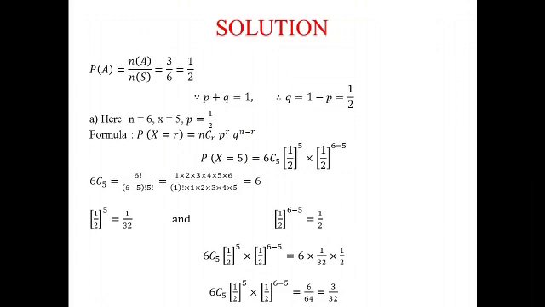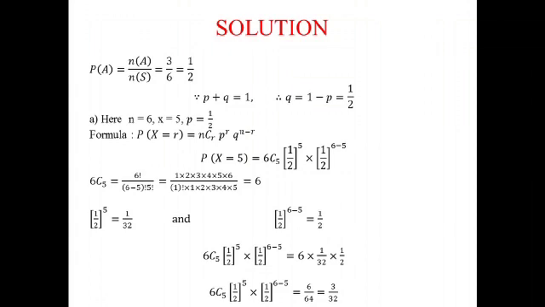The probability of getting 5 successes is asked. So let's apply the binomial distribution formula. It's given by P(X = x) = nCx P^x Q^(n-x) from the previous slide. We are going to replace all the values in the formula. So here n is given as 6, x is given as 5, P is half, and Q is also half.